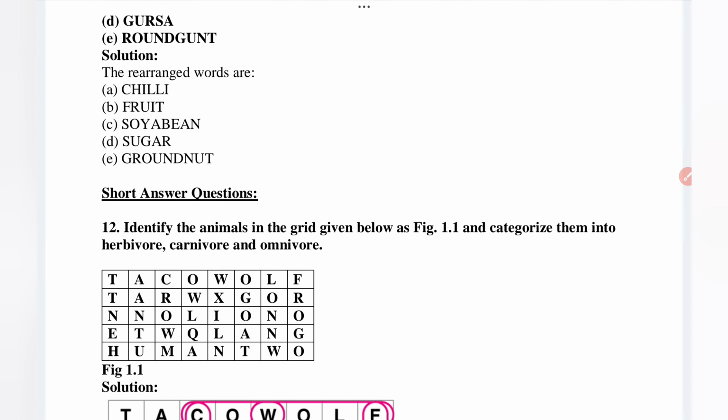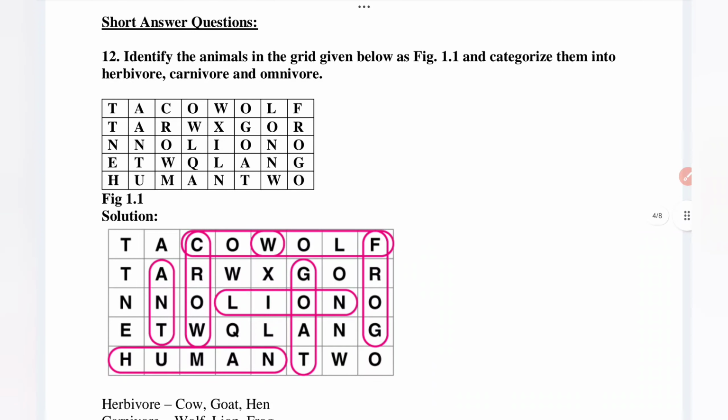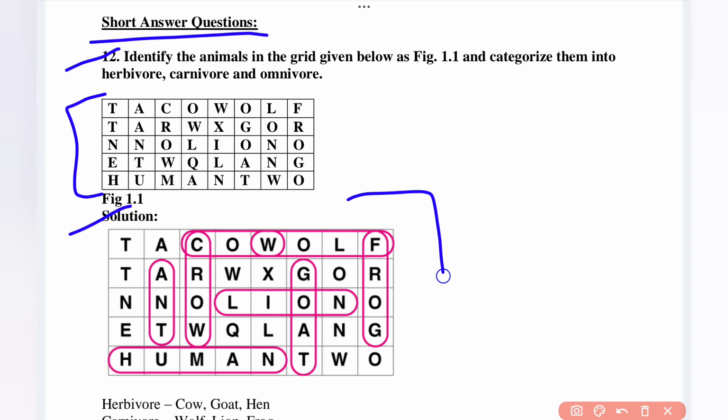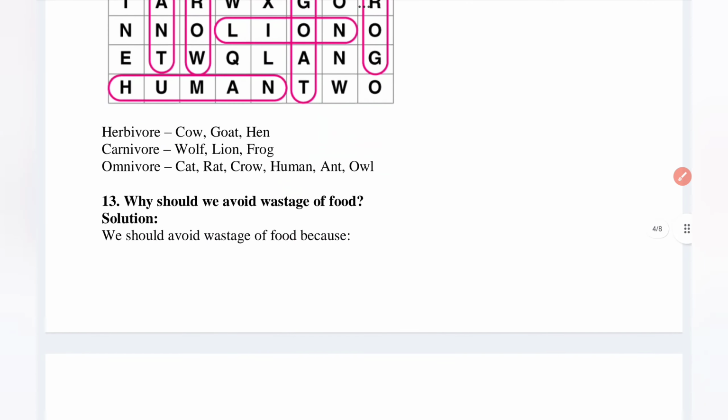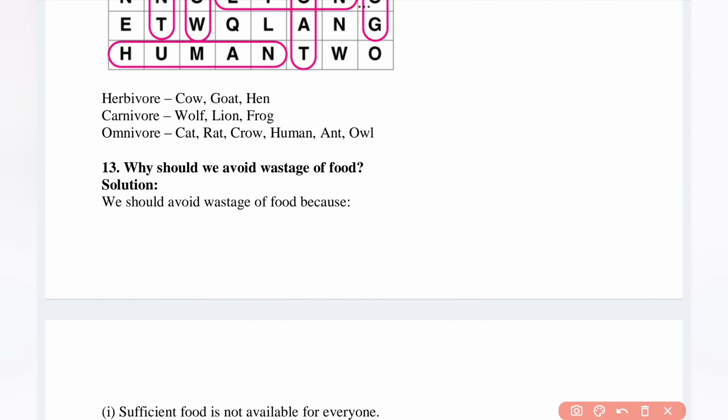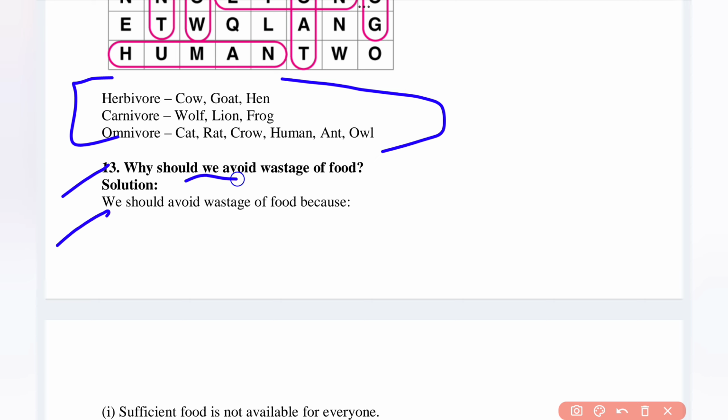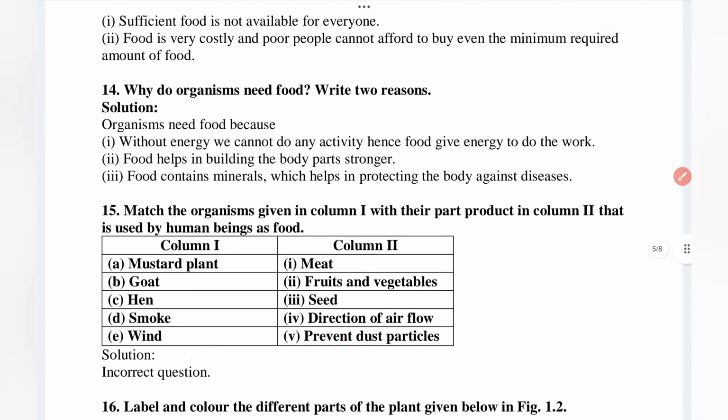After that, short question answers are given here. This is the 12th question, and this figure is given, and this is the solution here. This is also a solution. This is the 13th question, and the answer is here. Why should we avoid wastage of food? Solution: we should avoid wastage of food because, and it is given in points here.